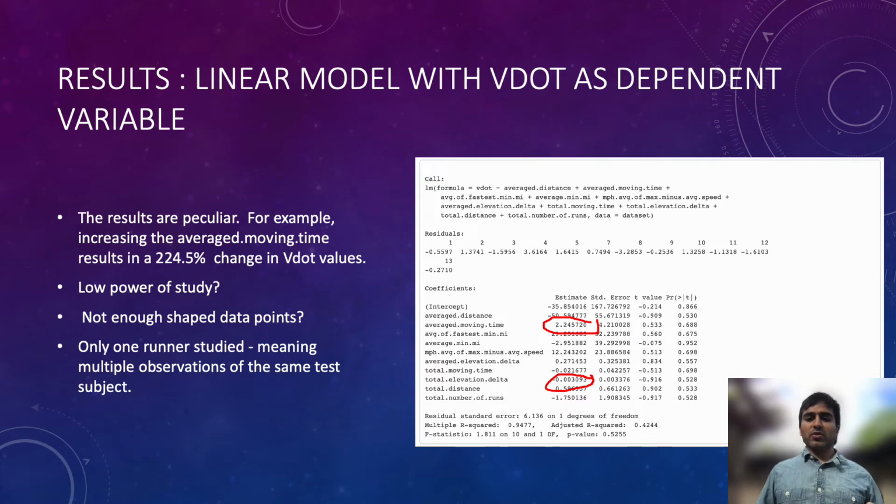So there's something going on here which I've missed in this study, or the data set is simply not big enough, right? This is a very low power study. A high power study, at least clinically, should have 200 subjects. This has one subject with 12 marathons. So it's just not enough points to make a good multiple linear regression model.